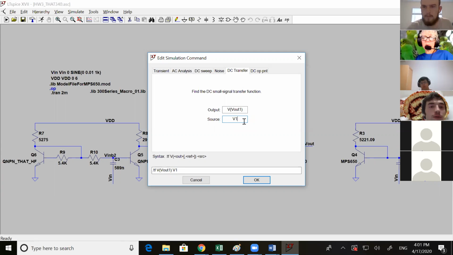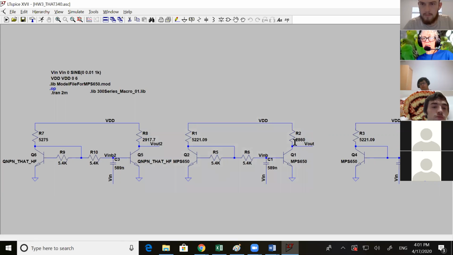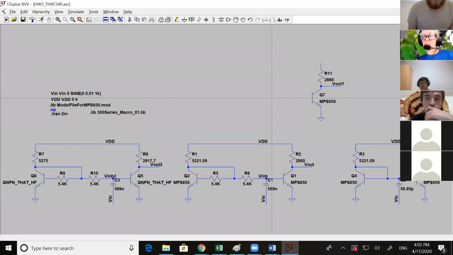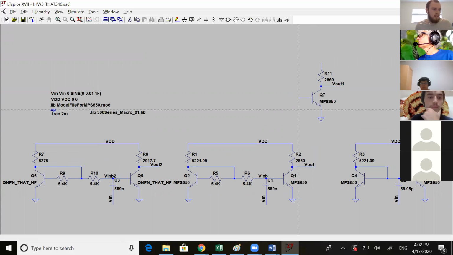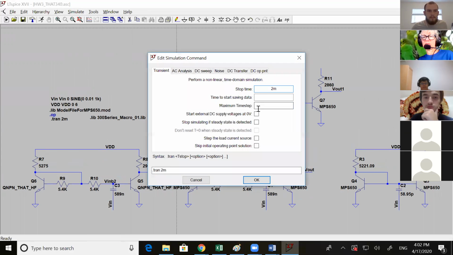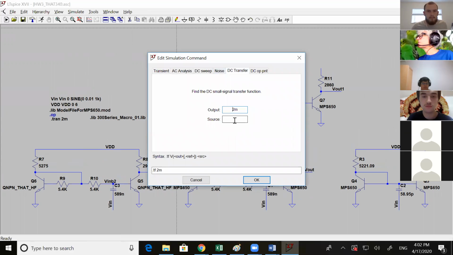Yeah, you would take your common emitter amplifier and put a DC source on the base. In our example, it was 2.5 volts. So you'd put a 2.5 volt source on here, and that would be the input source.